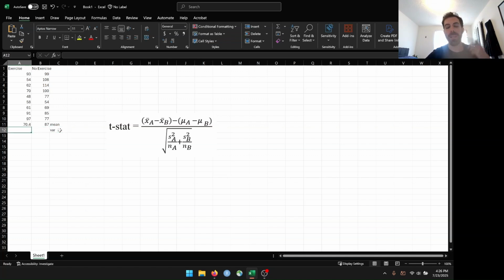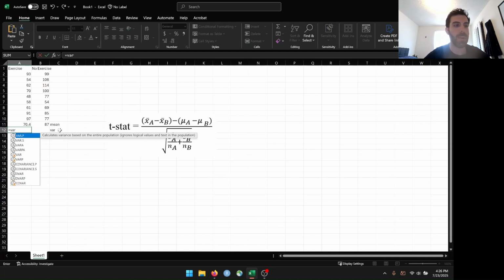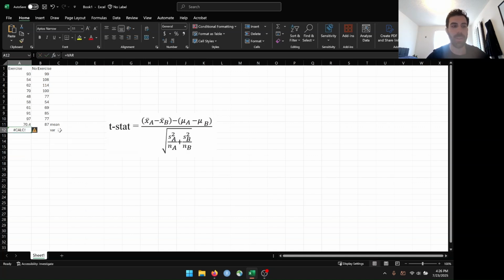And I know we had been calculating it by hand and that was good practice, but at this point I think you can use the formula VAR. And notice there's VAR.P, which calculates variance for the population, and VAR.S, which calculates it for the sample. In this case, we're obviously dealing with a sample, so we want to use VAR.S. So let's calculate the variance of these two. Notice I'm not including the mean in that calculation, just the raw data.